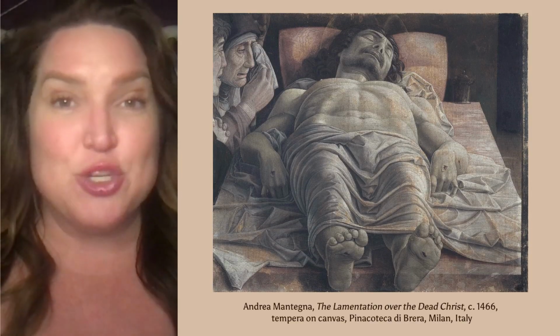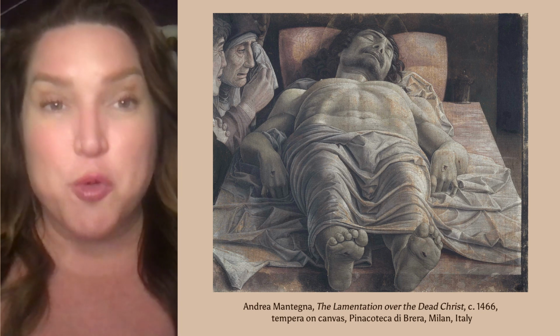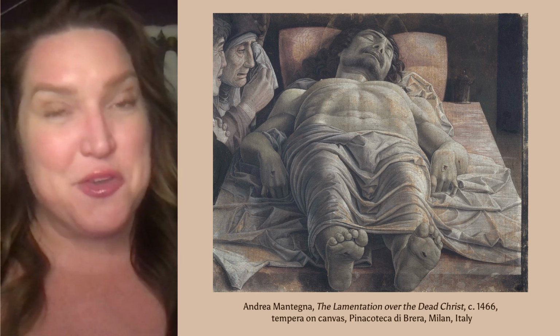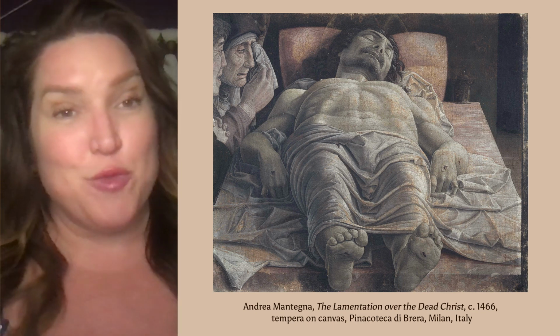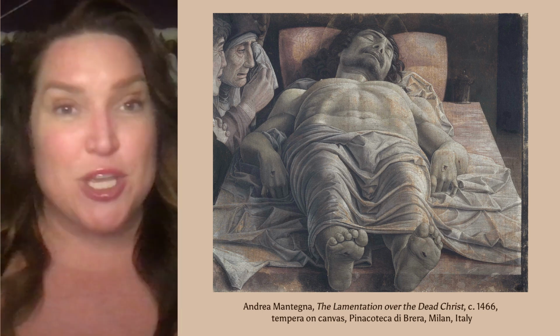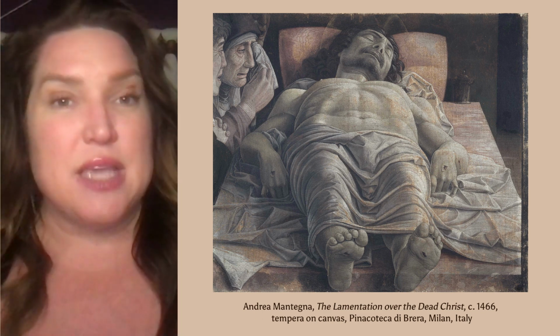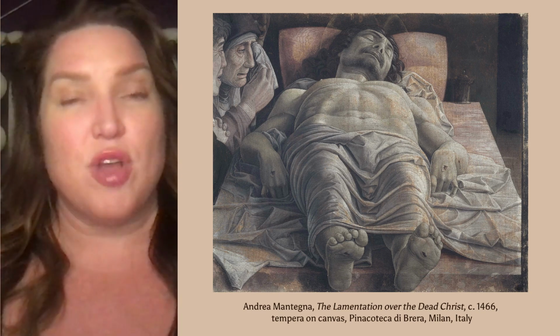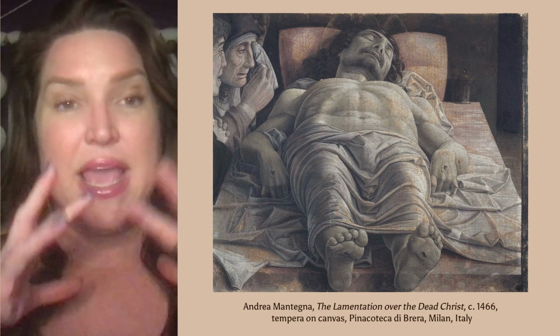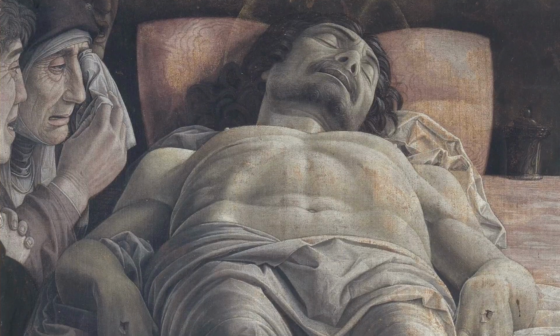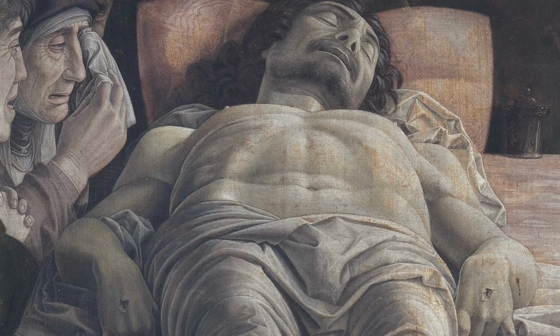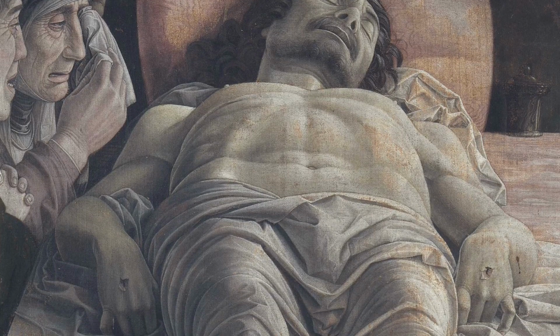Now, the first image I want to look at is Andrea Mantegna's Lamentation over the Dead Christ from 1466. This is another example of early Italian Renaissance art from the Quattrocento, the 1400s. Here we see Jesus after he has been taken down from the cross and laid to rest in the tomb. And you see these two figures kneeling down before him, crying over his death.